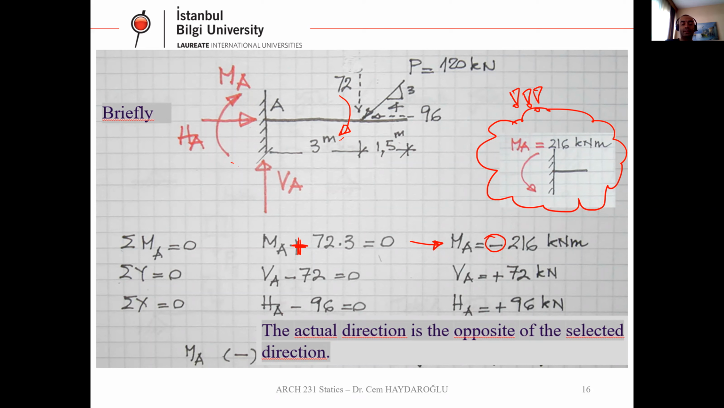Correct? So VA is positive. And total X equals 0. In the lateral, horizontal direction, we have HA and 96. HA is in positive, 96 in negative. So HA minus 96 equals 0. HA is positive 96 kilonewton. Okay. Any questions so far to calculate these basic support reactions? Okay, I guess no.